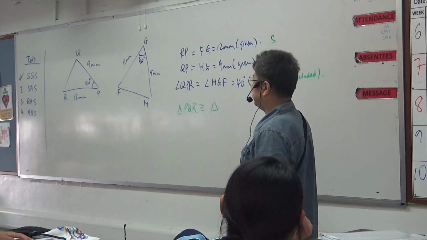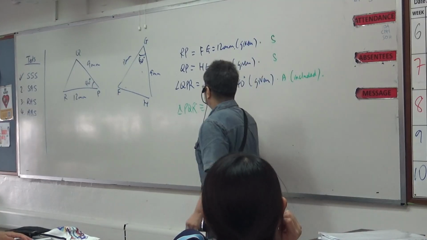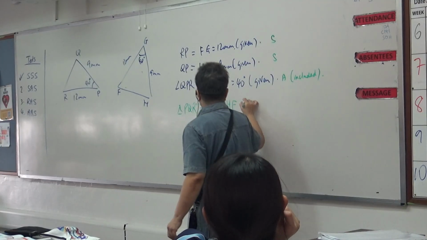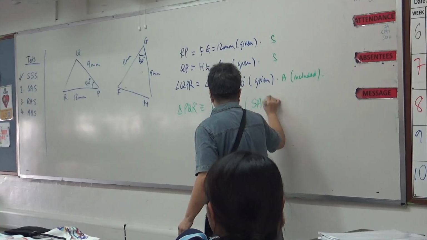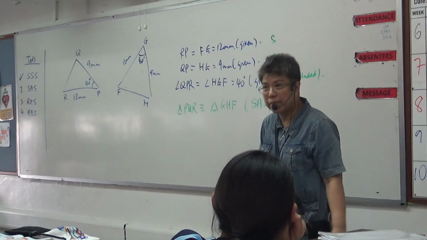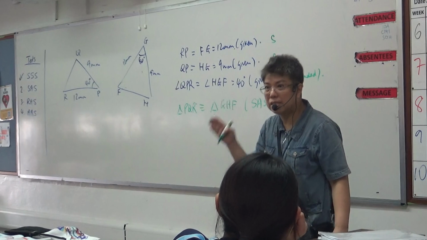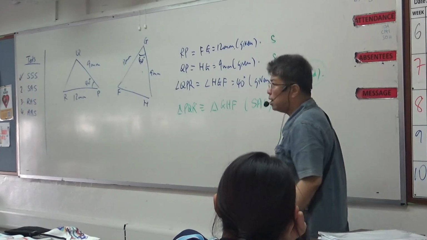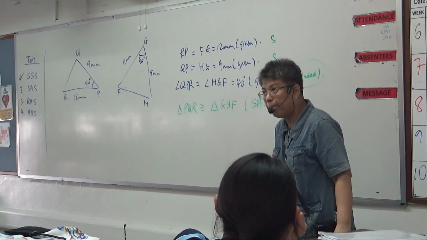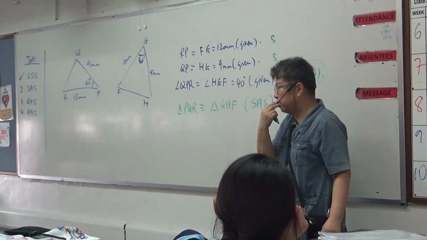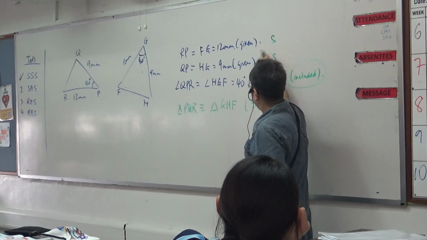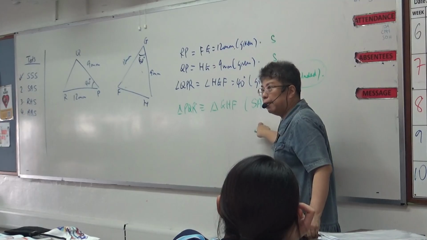PQR. G what? GHF. Because of SAS. Can you see? Side, angle, side. But the angle must be the included one. Now, can you see? I want everybody to look up. Can you see that my information here tallies with this one?